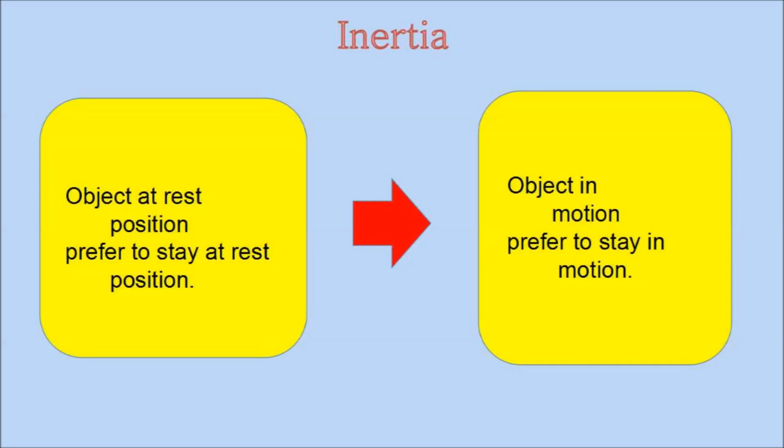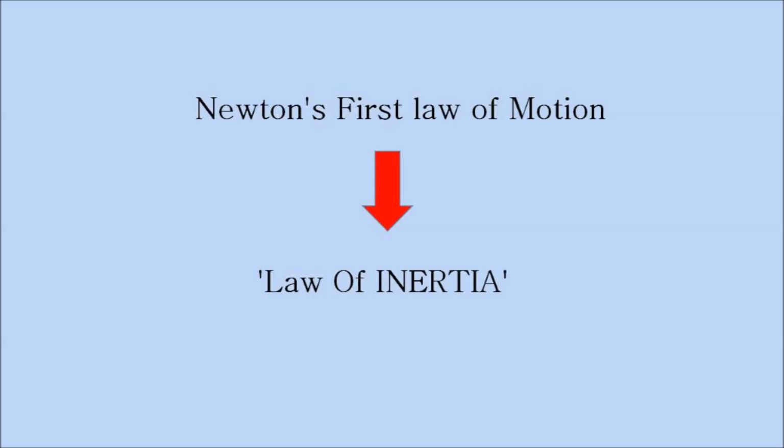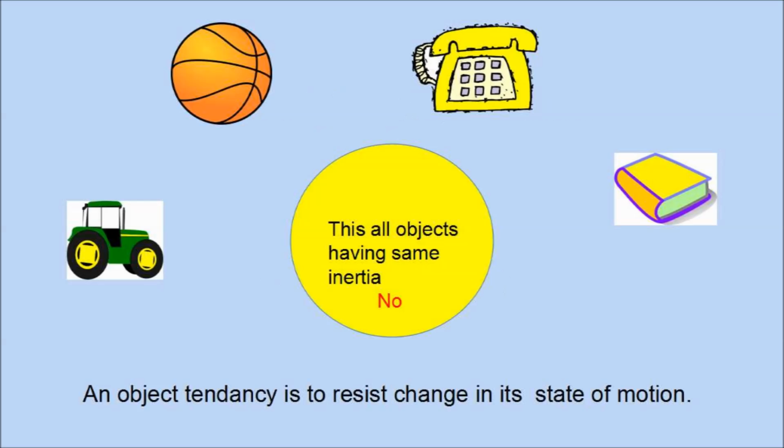An object at rest prefers to stay at rest. An object in motion prefers to stay in motion. This tendency of an object is known as inertia. Newton's first law of motion is also known as the law of inertia.